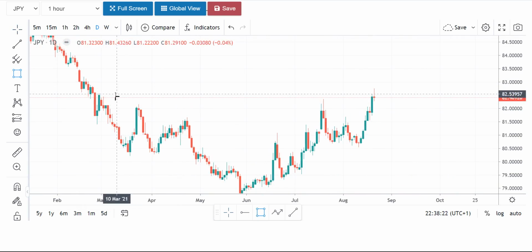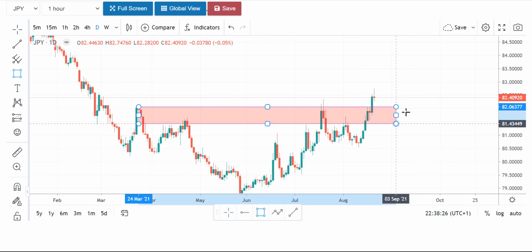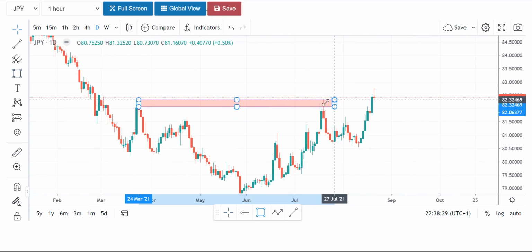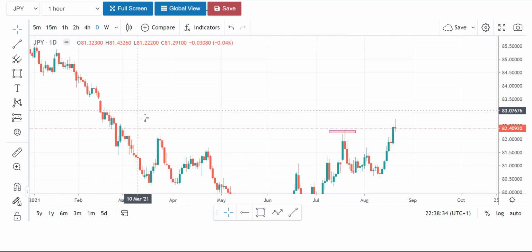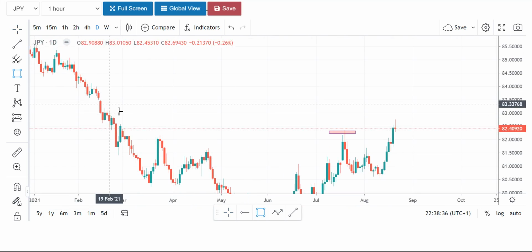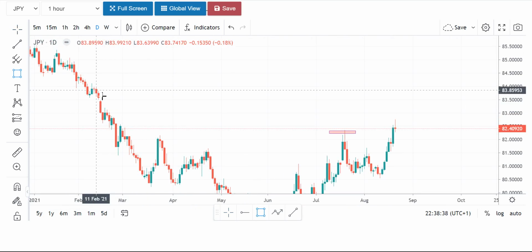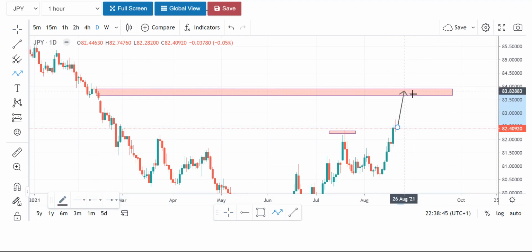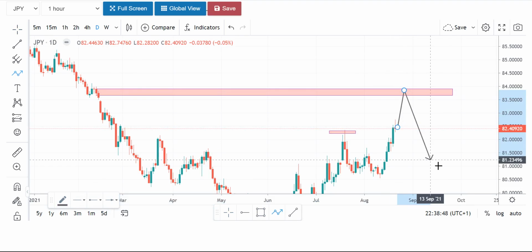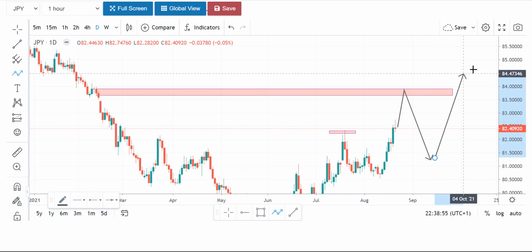On the weekly, we just took liquidity of the previous high, which was this particular high, and we can see that the next supply zone should be this particular high. So we might be expecting price to get to this particular supply zone before we expect a movement to the upside, and hopefully we expect a break in market structure.